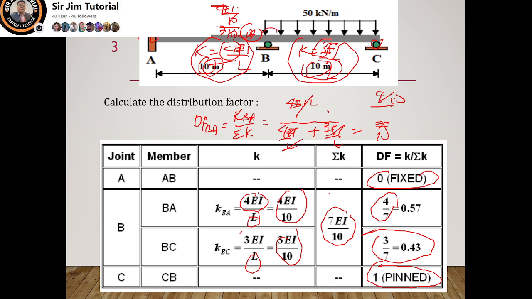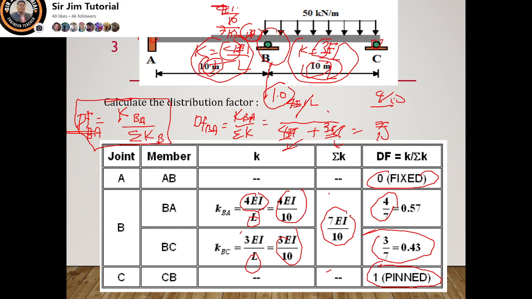So the distribution factor here is always equal to 1.0. Take note about it. Okay, so I hope this one is clear to you. Again, DF is just K. For example, this is BA, and then this BA all over summation of K at joint B. Okay, take note about this formula.